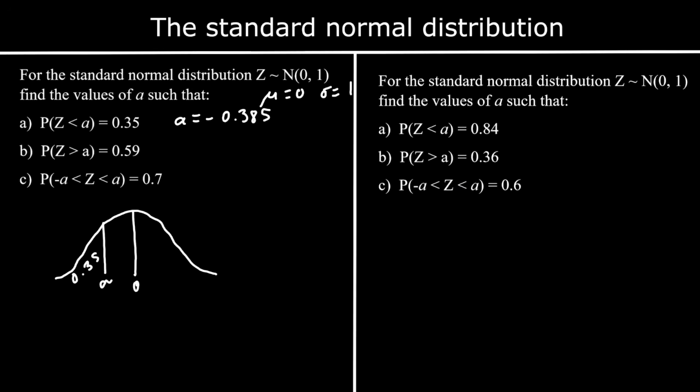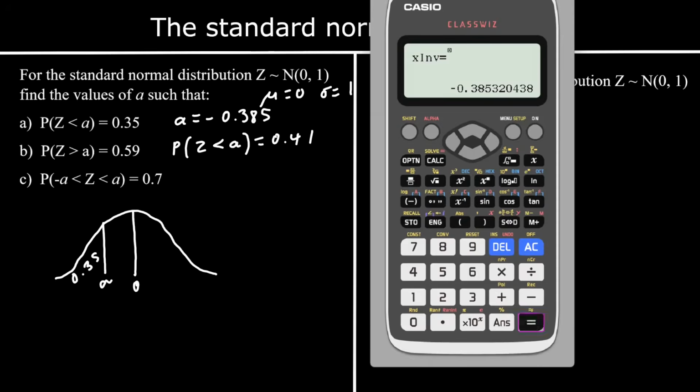The probability Z is greater than A is 0.59. So that means the probability that Z is less than A is 0.41. The whole probability has to add up to 1. So we're going to use 0.41. When we use our inverse normal, it's always the area from left to right. So 0.41 is our area, and that will give us our A. 0.41, and our value is negative 0.228.